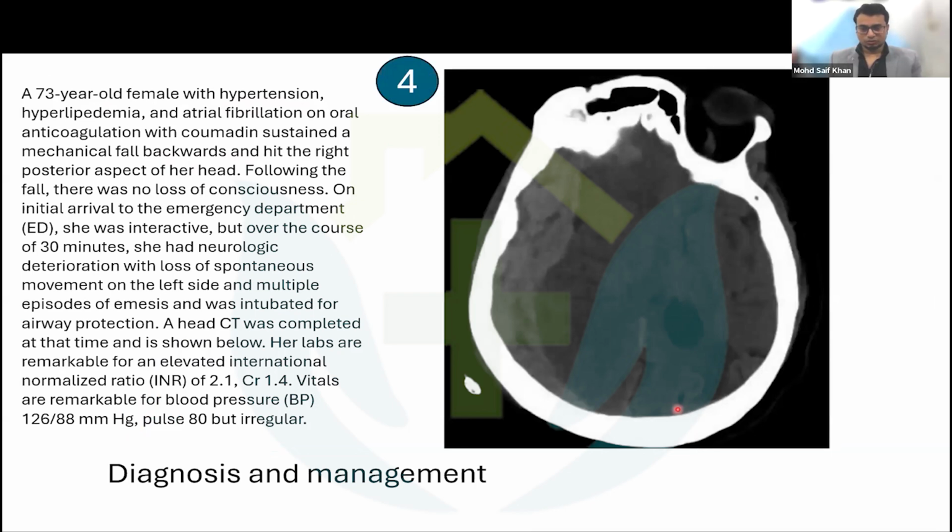Now, what is the diagnosis here? Look at the CT scan. There is some hyperdensity. Chronic subdural hematoma. It could be chronic, it could be acute. How will you see that this is acute, not chronic? Acute will be more hyperdense. It will be whiter than the chronic. Okay. Good.